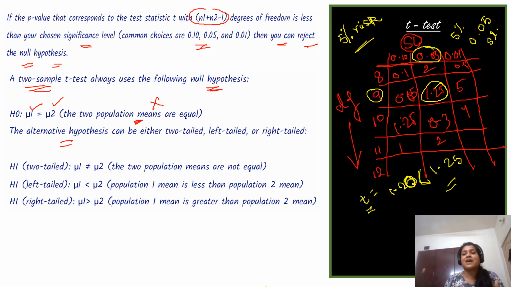Within this alternative hypothesis, there are few other divisions, like two-tailed means just mu1 is not equal to mu2. What is left-tailed? Here it means mean of population 1 is less than that of population 2. And mu1 greater than mu2 means population 1 mean is greater than population 2 mean. So these are the three divisions of alternative hypothesis.